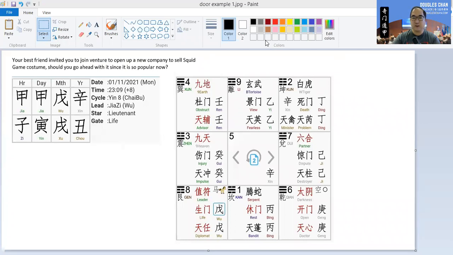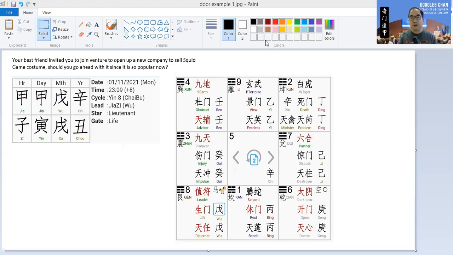I'm the Qimen teacher. I teach Qimen internationally to different countries, and I conduct classes every few months. So today we're going to talk about this particular case study related to Squid Game, where a best friend invited you to join your venture to open up a new company to sell Squid Game costumes.